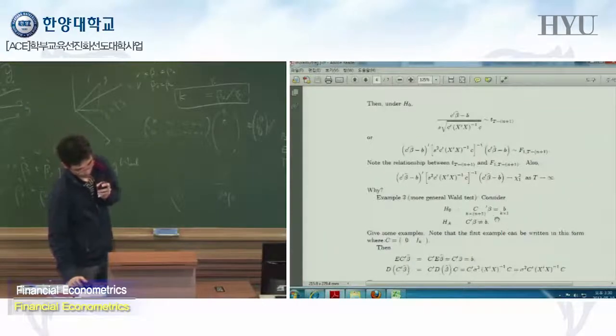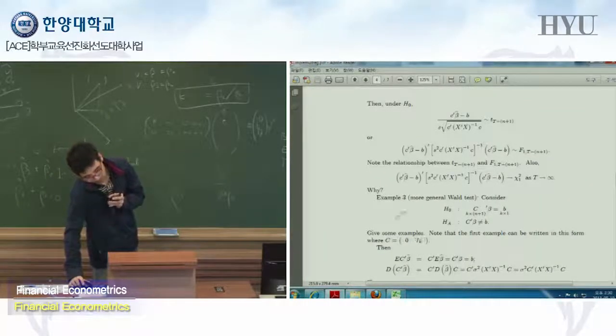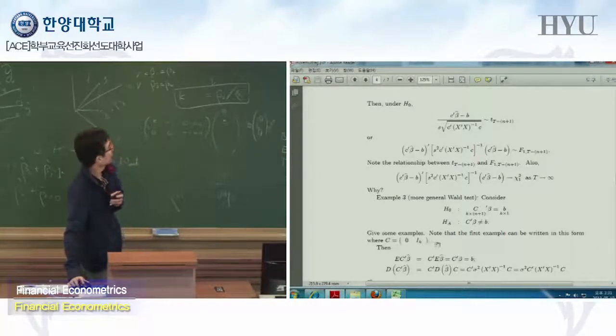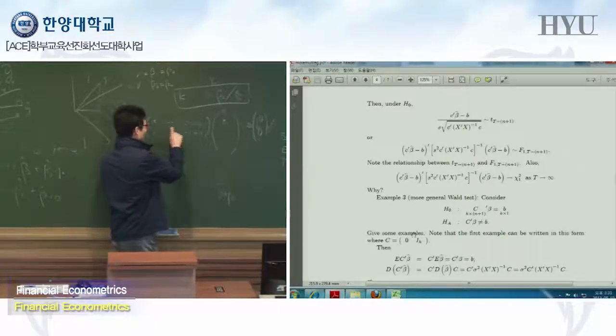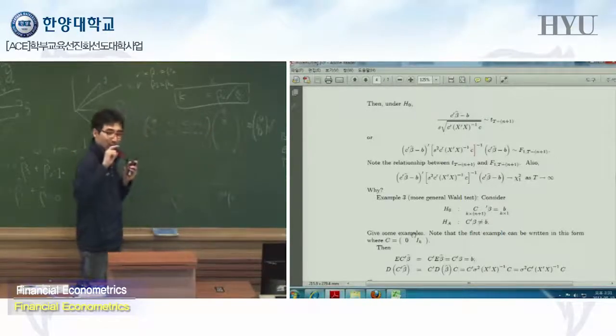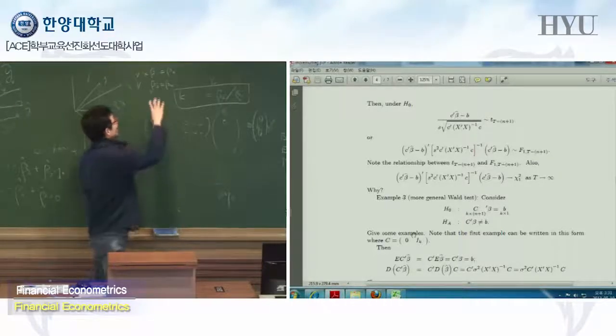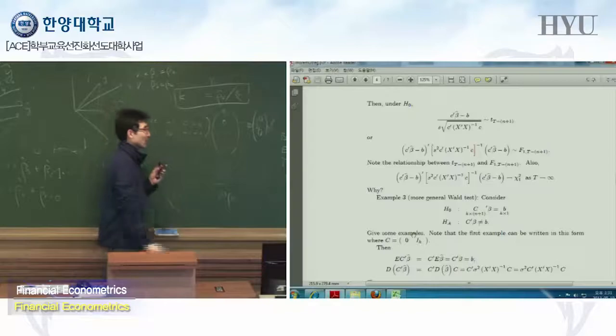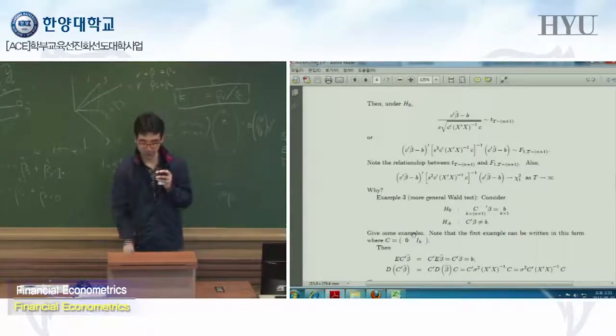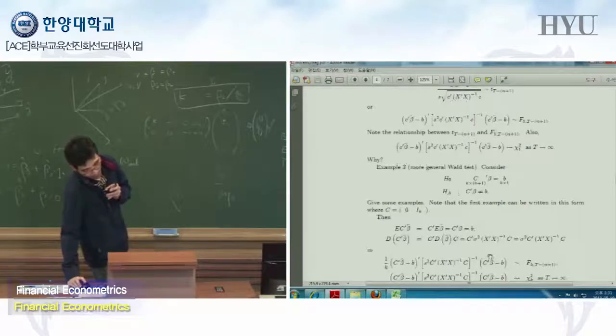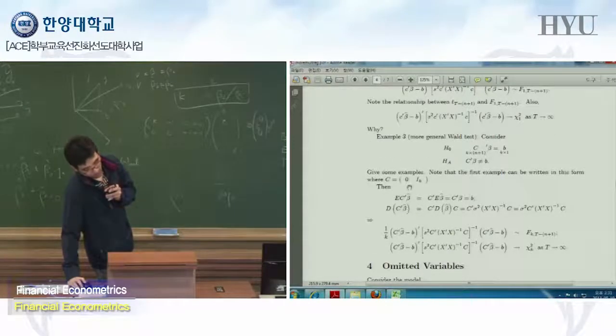There is no difficulty with this generalized restriction. It is almost similar. Okay, I just gave you an example. Note that the first example can be written in this form, the special case of C, 0, I, K. In the first one, simply it is all 0. The previous example is just a special case of this one, because if we want to investigate only this one, we can simply set everything here to 0, and this is equal to 0, right? So it is a special case. Anyway, the logic is exactly similar to the previous one.